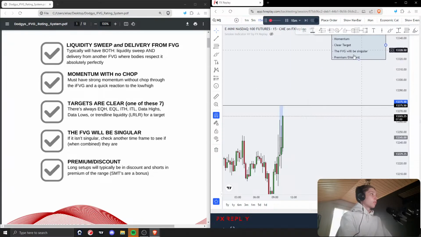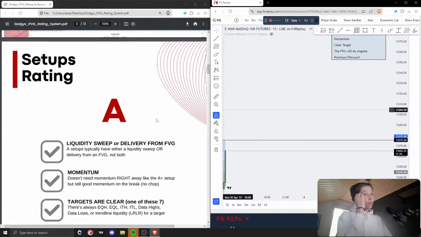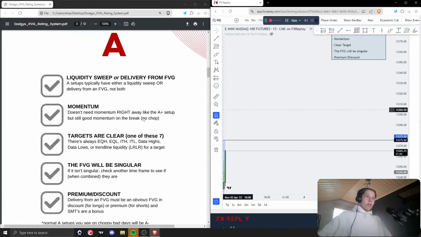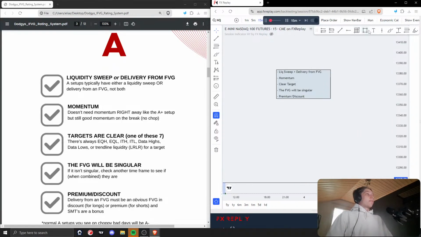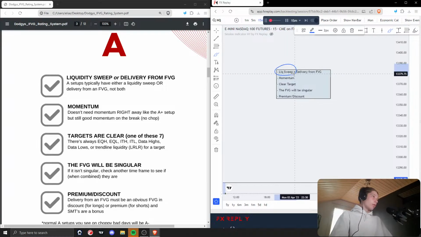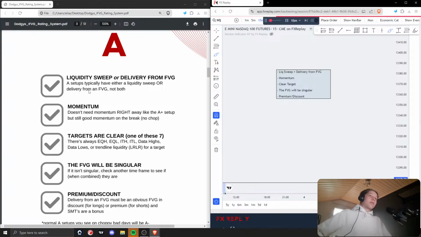But that's nice. So let's see what was with the A setup. So this was the A+ setup. What's different? For the A setup, liquidity sweep or delivery from an iFVG. So we got either or. If we get a liquidity sweep, we probably are not delivering from an iFVG. A setups typically have either a liquidity sweep or delivery from an iFVG, not both. So that would make it an A setup.